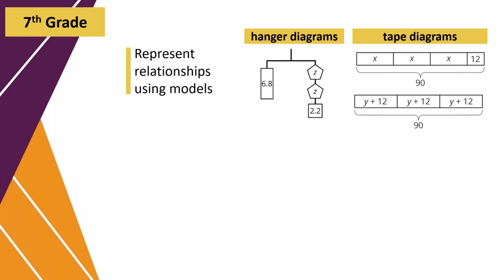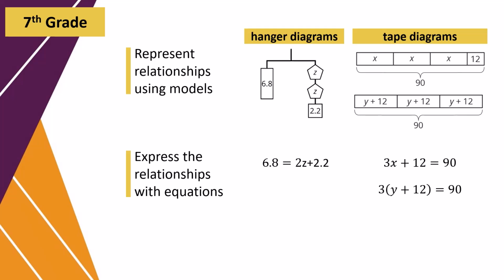In 7th grade, the relationships become more complex. Students continue to represent relationships using models. They express the relationships with equations. Notice the two types of equations. The differences in these equations provide opportunity to solve using different algebraic strategies.